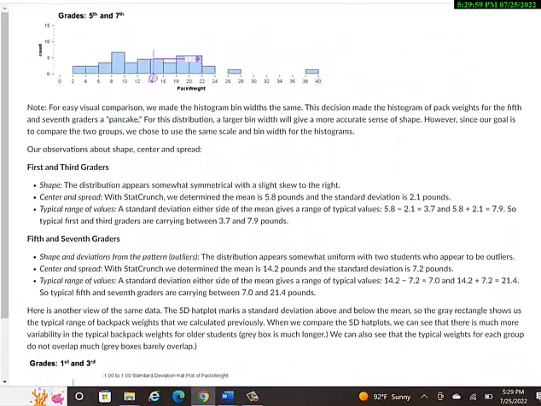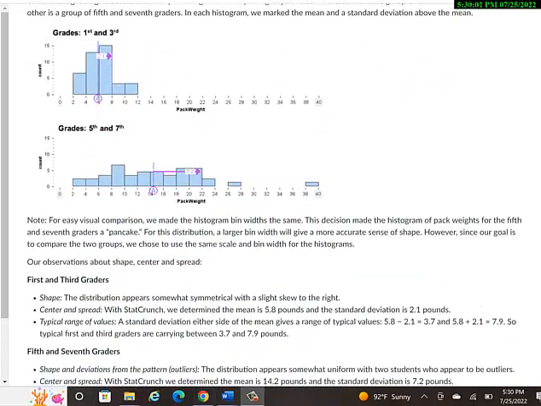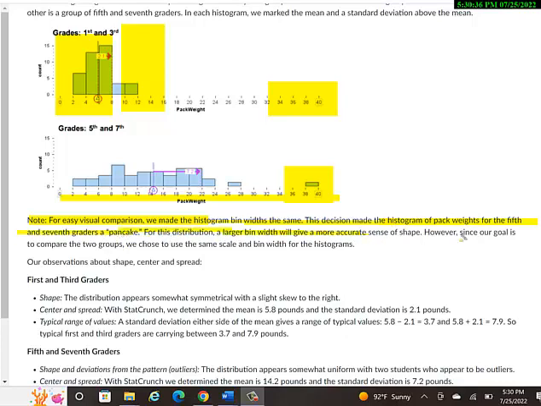So, for easy visual comparison, we made the histogram bin widths the same. Even though for the 1st and 3rd graders there are no values over here in the higher pound values, we just want to compare apples to apples here. Because the 5th and 7th graders have higher backpack weights, we're going to use the same range of values in our histograms. This decision made the histogram of pack weights for the 5th and 7th graders a pancake. For this distribution, a larger bin width would give a more accurate sense of shape.